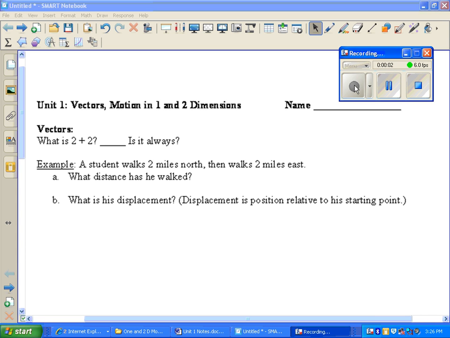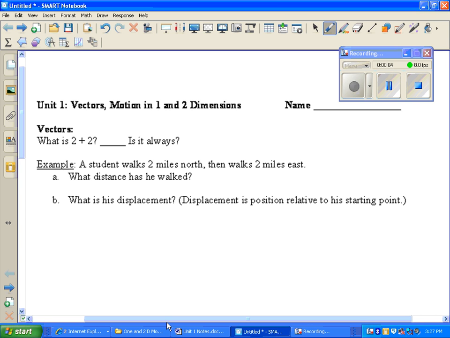We're going to start our study of physics the way I learned it in high school back in the dark ages. My physics teacher started out with this question: what is 2 plus 2? And we all said 4. And then he said, is it always? And here we have two examples.